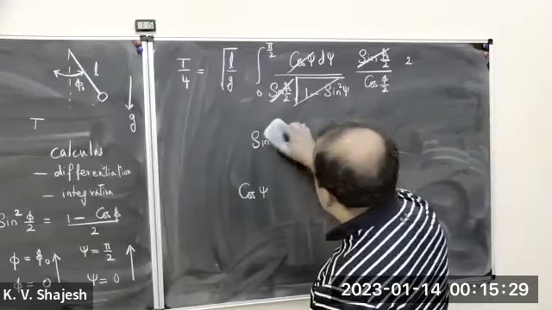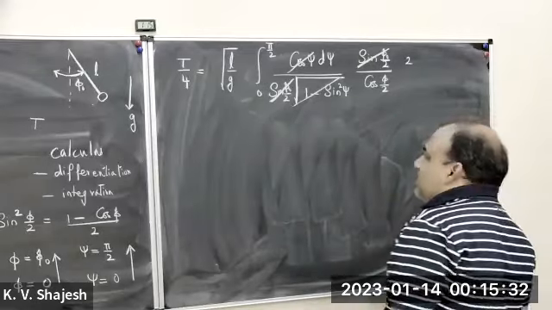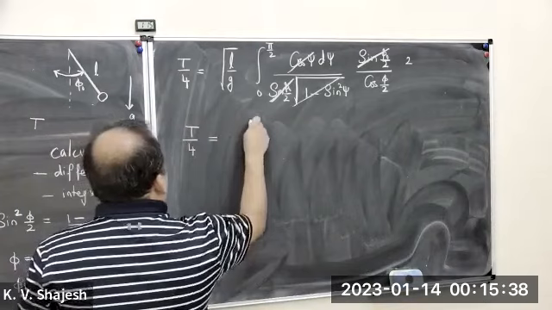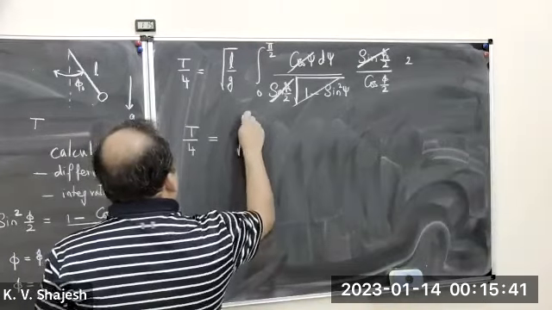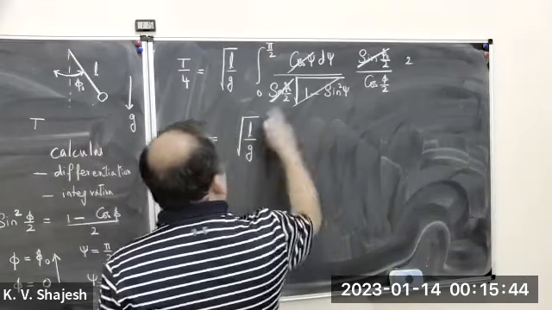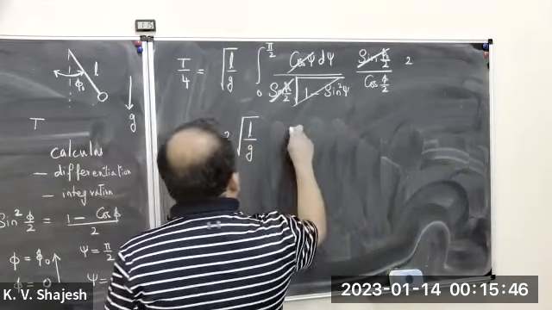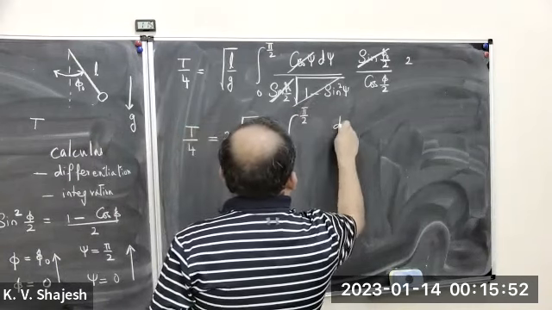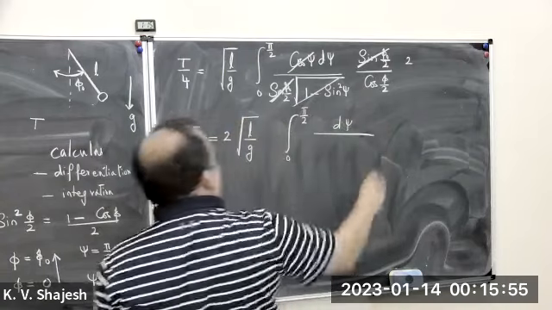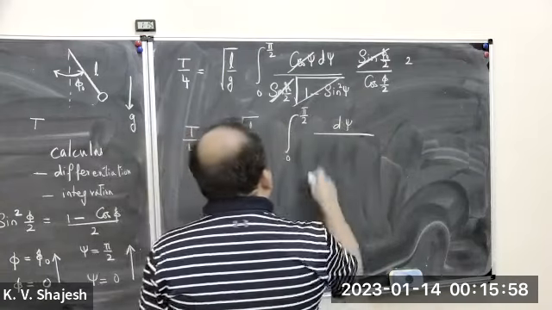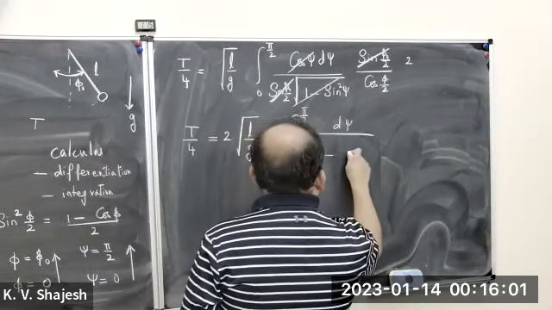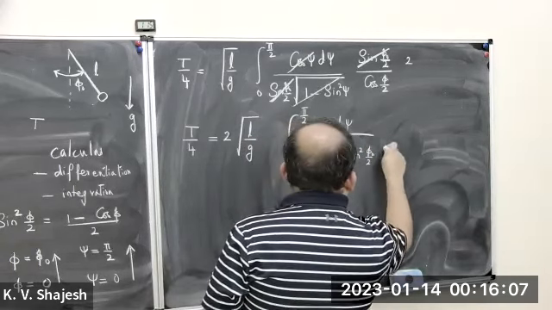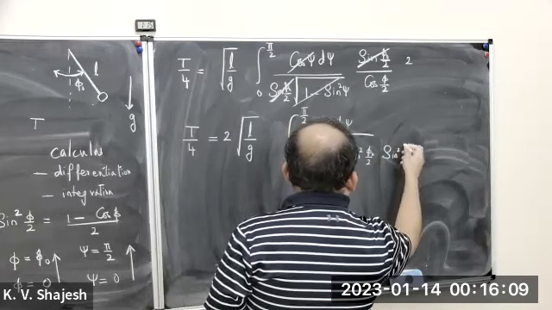So what that leads to is a relatively simpler looking expression: one fourth of the time period is equal to square root of L over g times a factor of 2, integral from 0 to pi by 2 of d psi over the square root of 1 minus sine square phi naught over 2 times sine square psi.